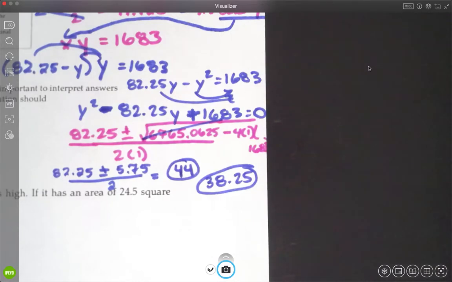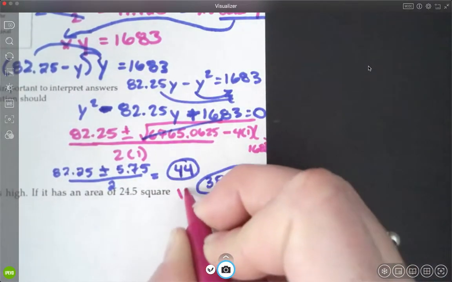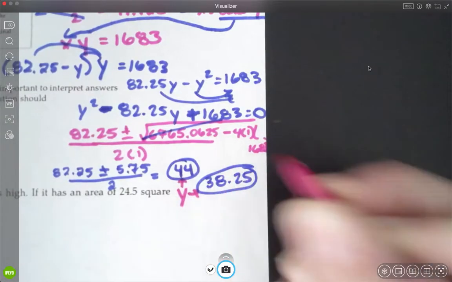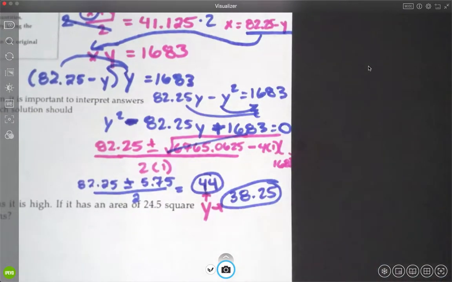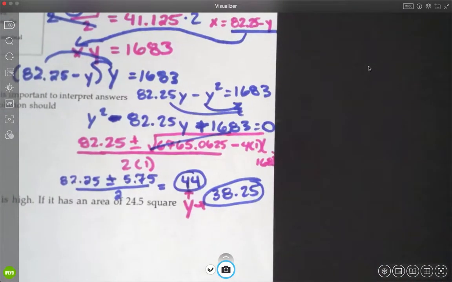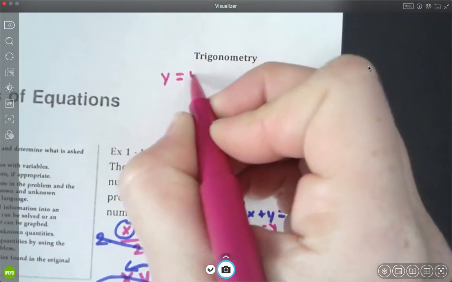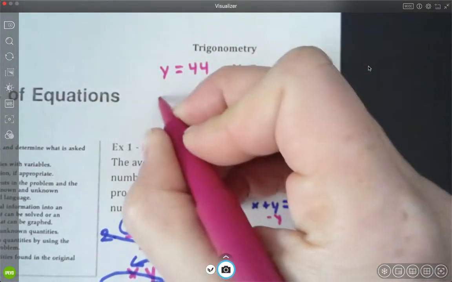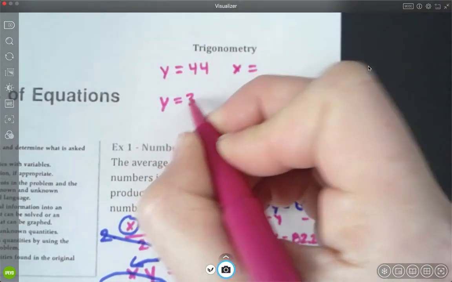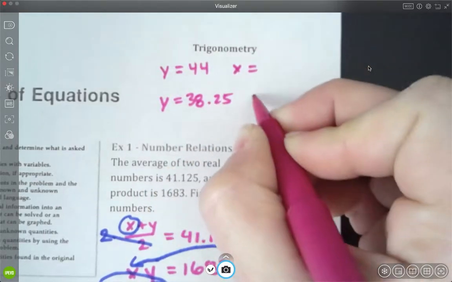So now that is just y, right? That's just the answer to y, and it's this one or this one. I'm done plugging in for y. We're done. Okay. Sorry, guys. So if y equals 44, we want to know what x equals, and if y is 38.25, we want to know what x equals.